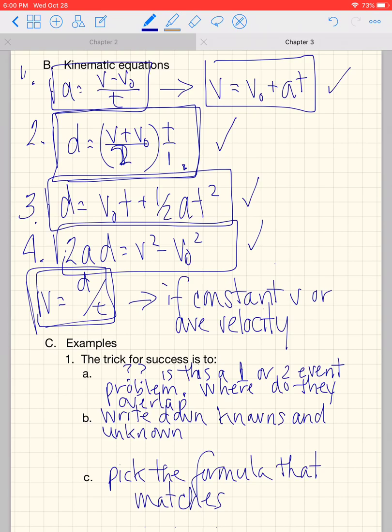I already listed for you at the very beginning of the homework packet. I'm going to state it again just so that you have this. First question you ask is: is this a 1 or 2 event problem? If it's a 2 event problem, where do they overlap? And I want you to look at number 9 in the homework.